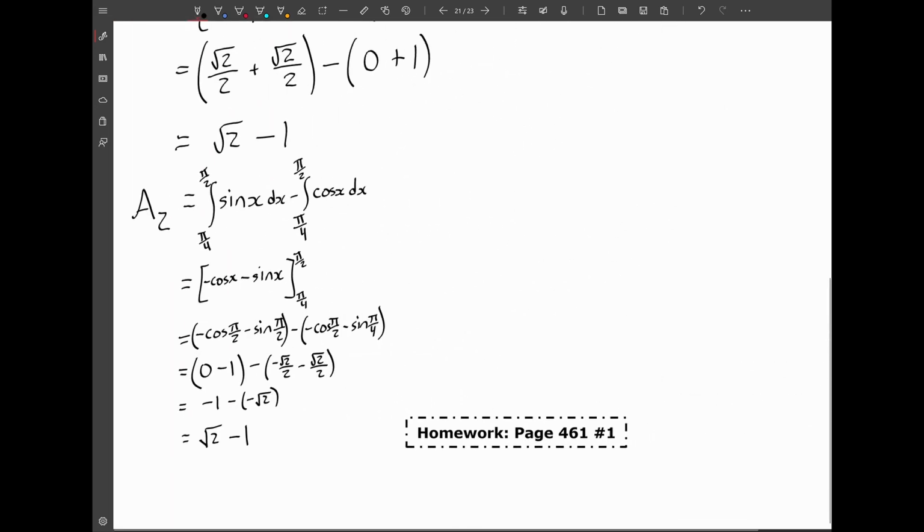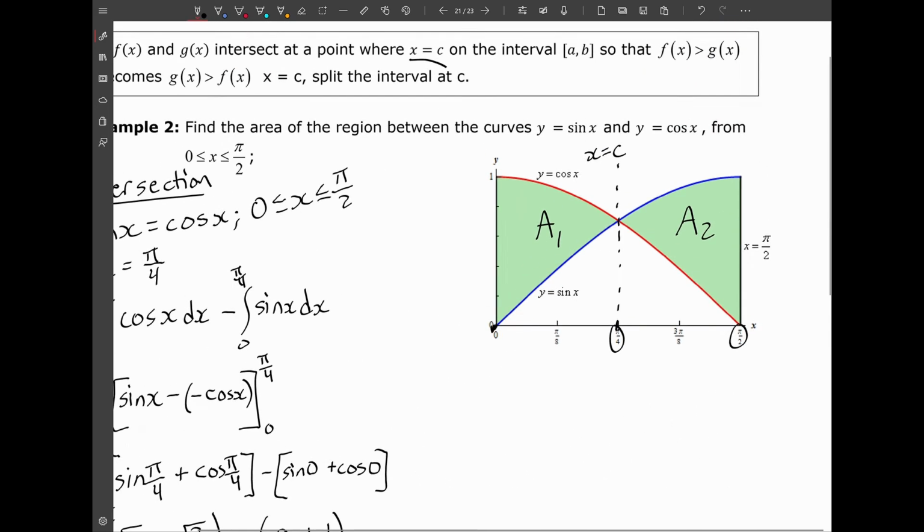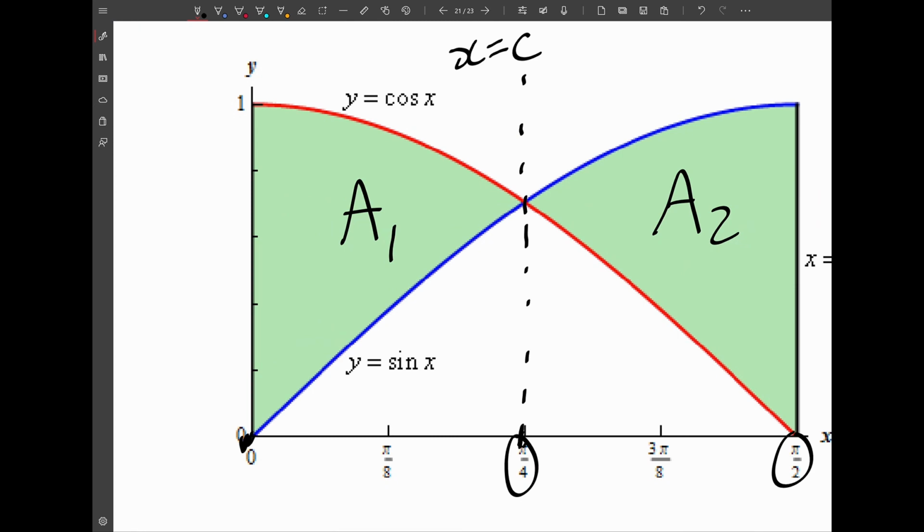Hey, it's the same as area 1. It's almost like if you were to look at that graph, you'd notice that this entire thing is perfectly symmetrical, so A1 and A2 are totally equal to each other, and we could have just solved for A1 and then doubled it.